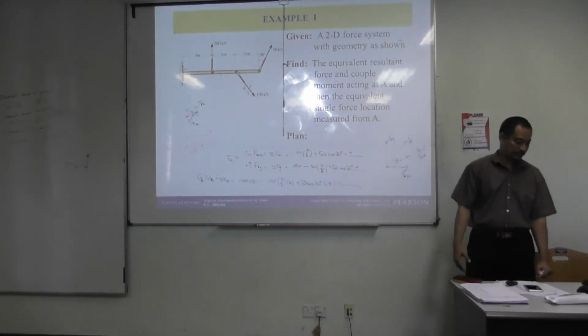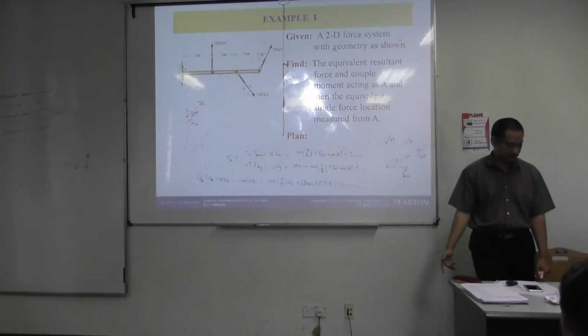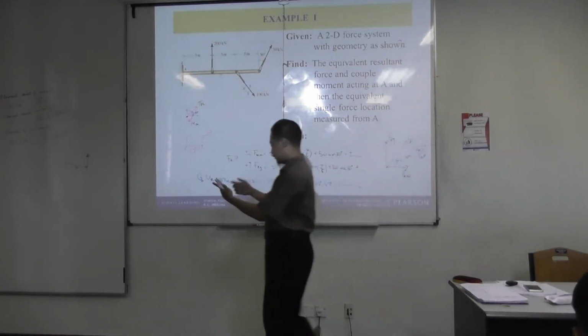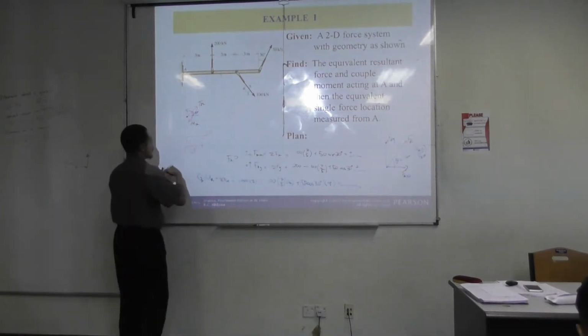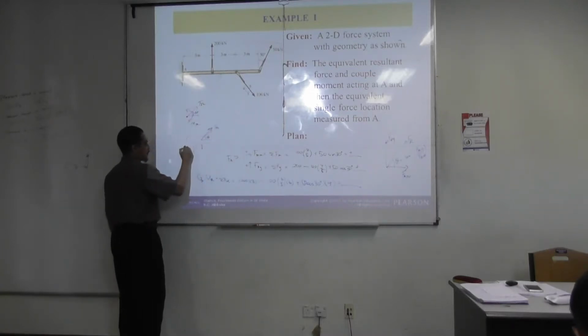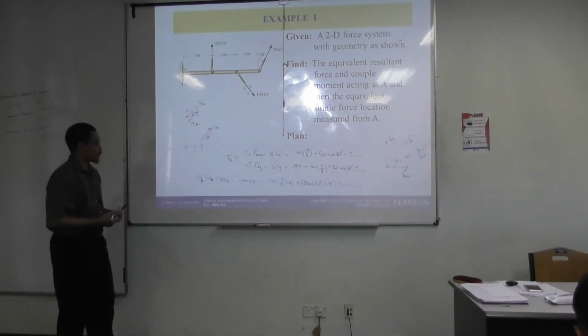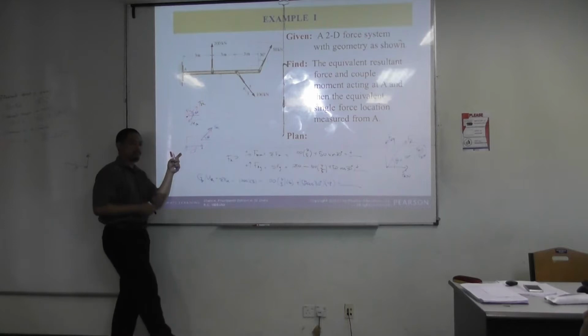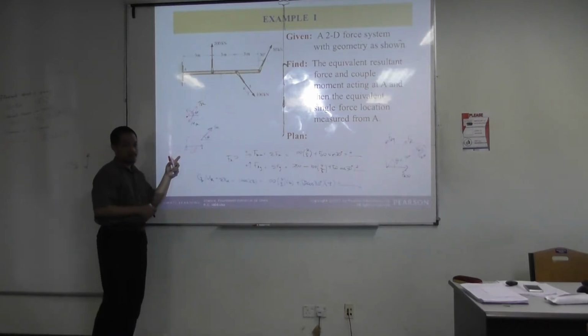What is the equivalent single force location measured from A? Meaning, in this case, it will be something like this. If you already know the value and theta, you want to get what is the distance now. So how do you calculate that one? What's the concept?